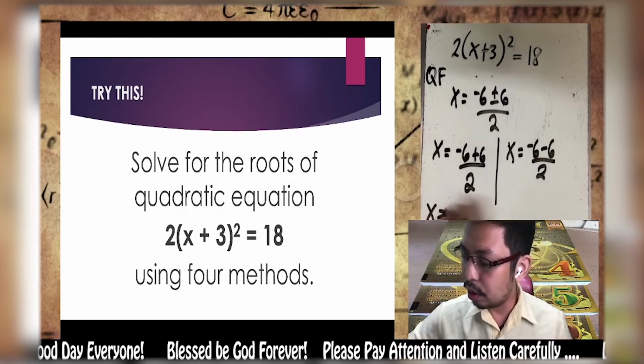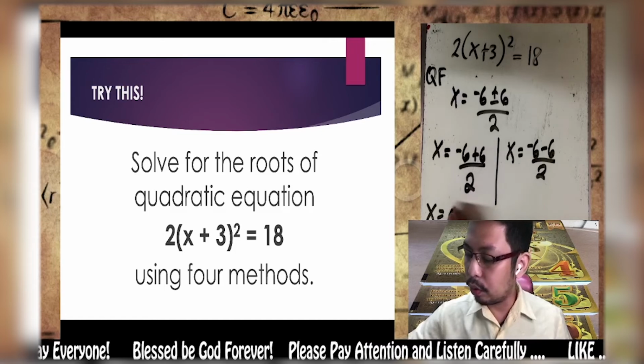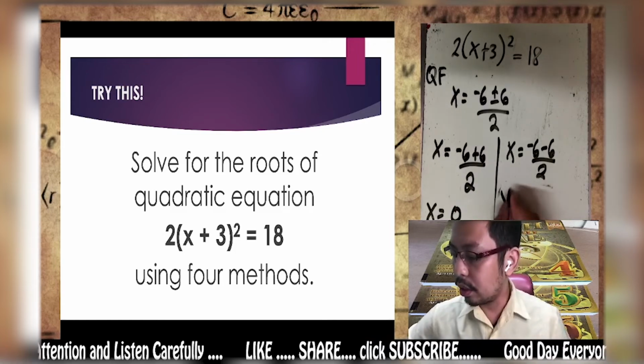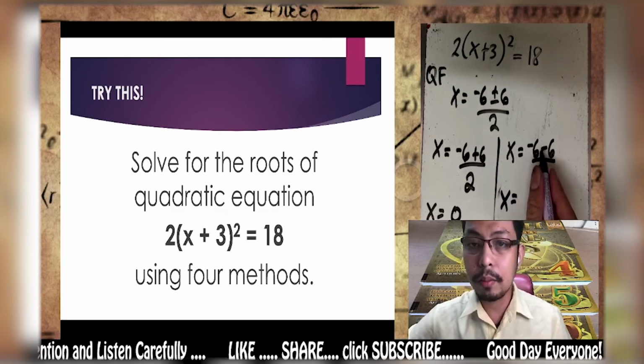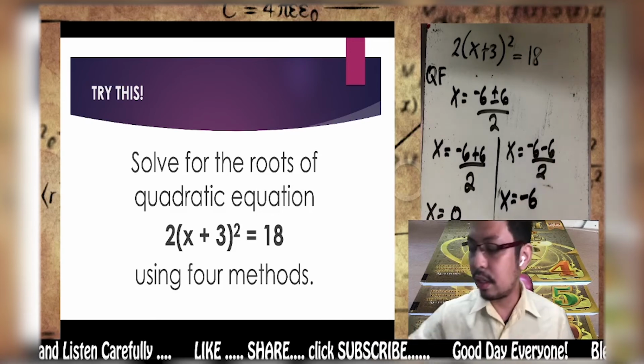Then we have x is equal to -6 plus 6 is 0. 0 divided by 2 is 0. And the other root is x is equal to -6 minus 6 is -12 divided by 2 is -6.